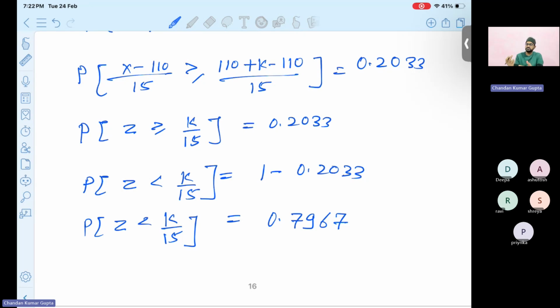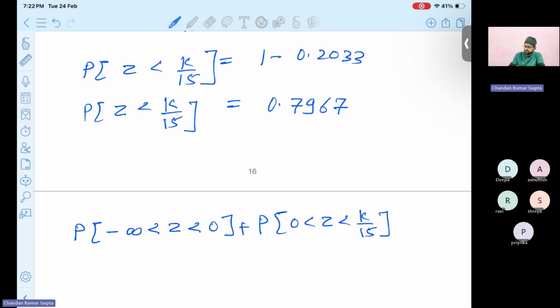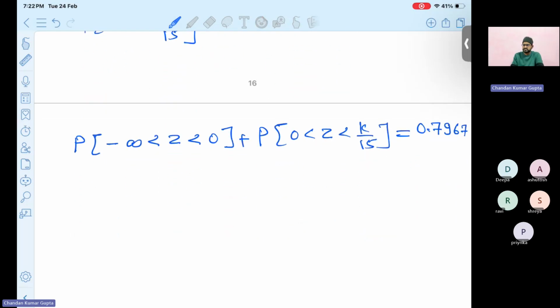that we used in the previous question. This z less than k by 15 means minus infinity to z to 0 plus 0 to z to k upon 15 is equal to 0.7967. I have used this because we have a table that has only the positive part, the table that has 0 to z. So you can write like this.